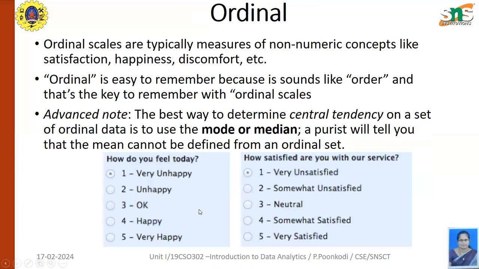The next one is ordinal. Ordinal is used to measure non-numerical concepts like satisfaction, happiness, discomfort. Ordinal is easy to remember because it's like an order. Then the central tendency will be measured by using the mode or median. For that, an example is given. How do you feel today? Very unhappy, unhappy, okay, happy. How satisfied are you with our services?